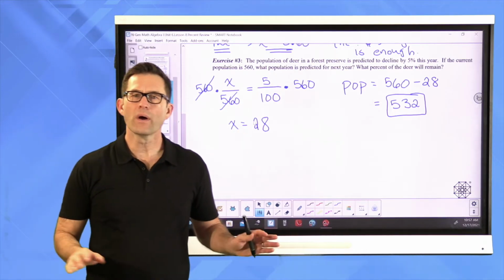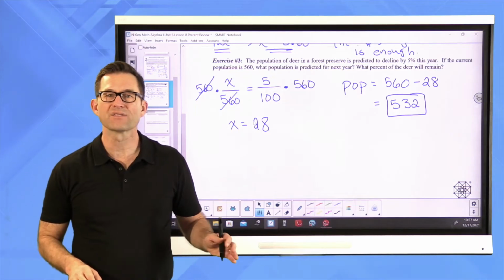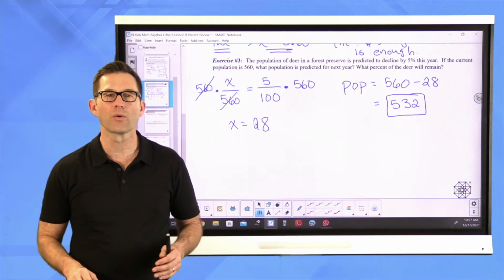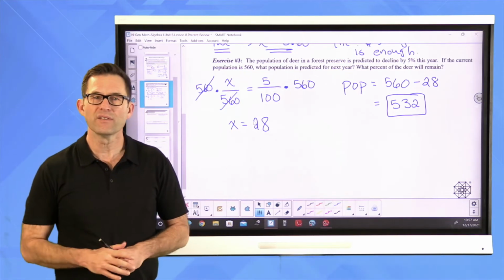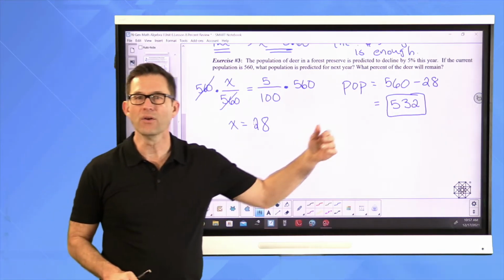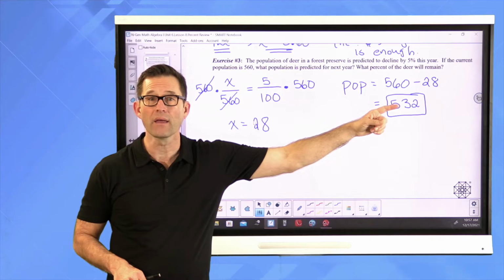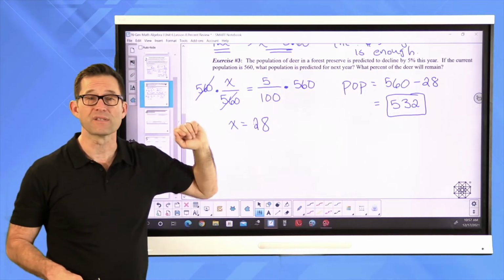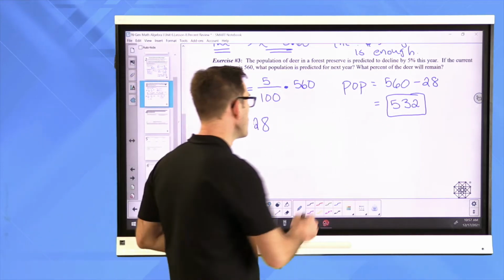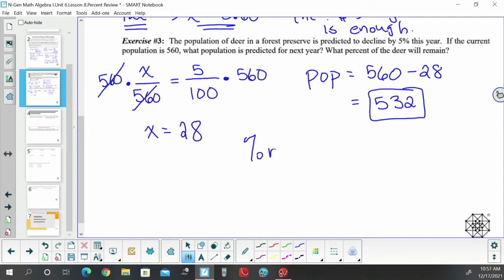Now, there is one other part of this problem, right? It asks, what percent of the deer will remain? Well, one way I can do it is I can do 532, the number of deer remaining, divided by 560, which is the number of deer I started with. So percent remaining will be 532 divided by 560.